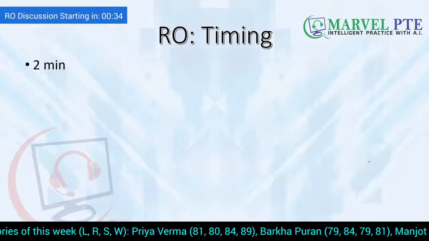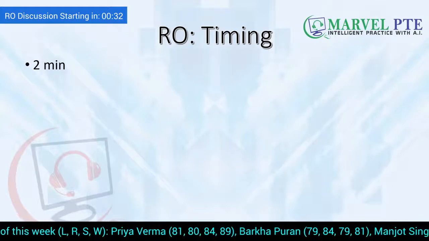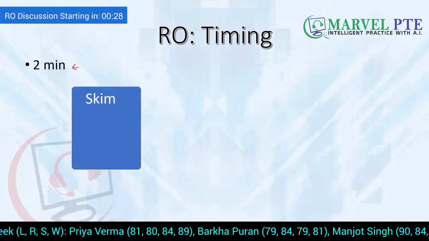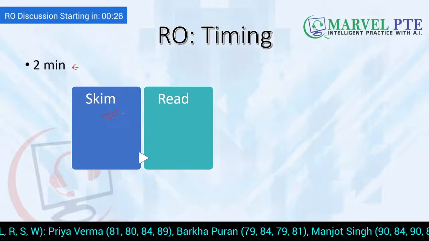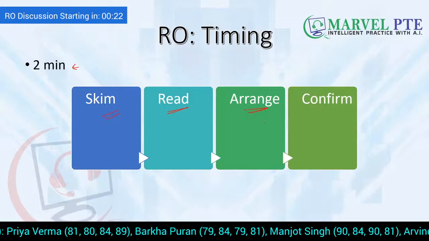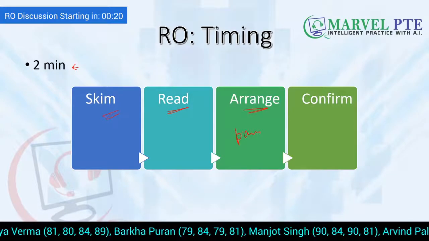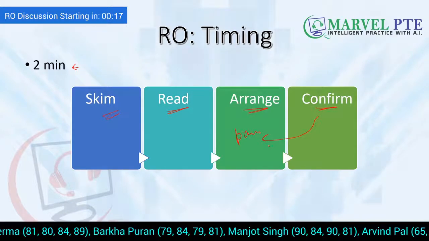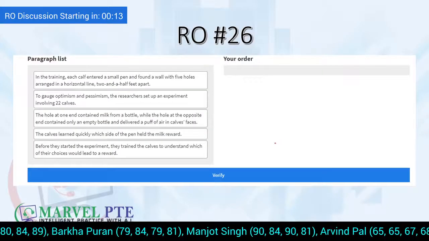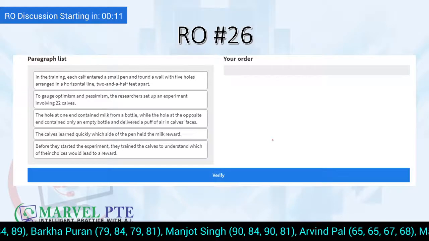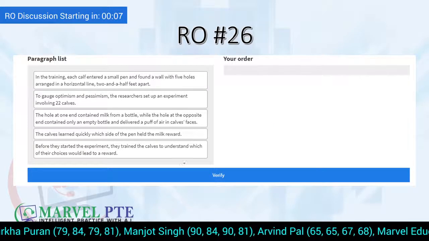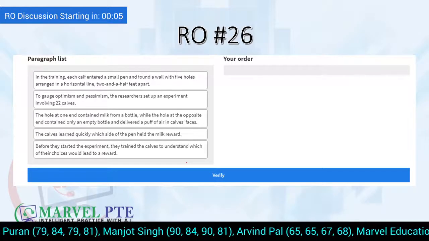Okay, and now let's get started with the reorder paragraphs. You get 2 minutes to solve the reorder paragraph. You have to skim the information, then read it, arrange the sentences in pairs, and then confirm the pairs are correct or not, and you have to do all these tasks in 2 minutes. And this is today's topic, and as usual I'm going to give you 30 seconds to skim through this and then we are going to discuss it.